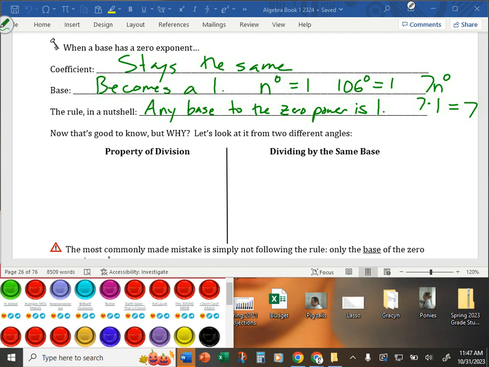So let's take a look at why this works here. Is Edward in here? No, he's in theology. Oh, thanks.